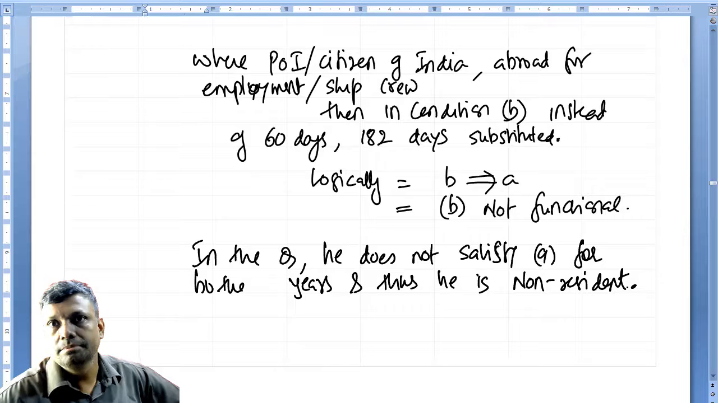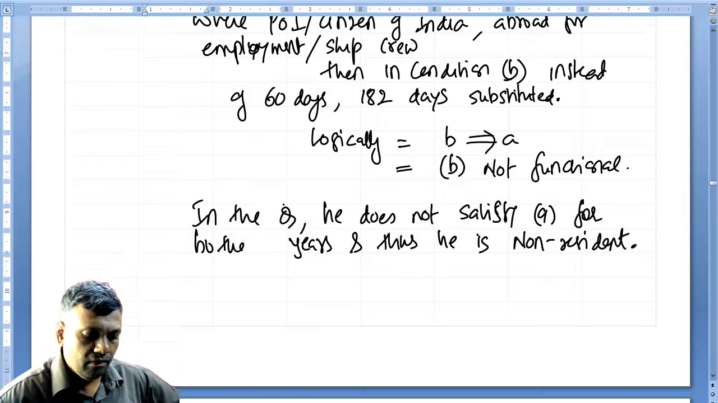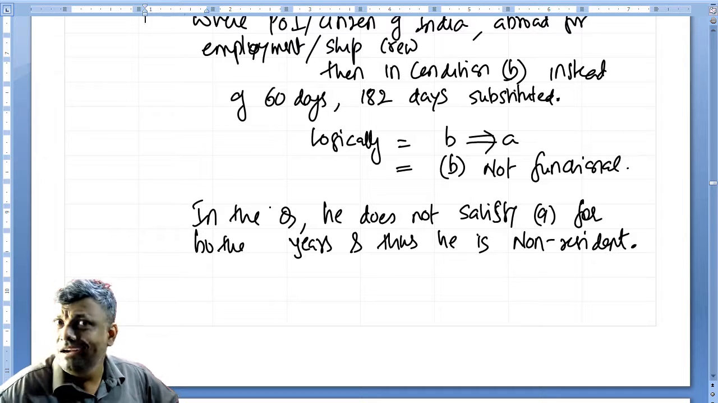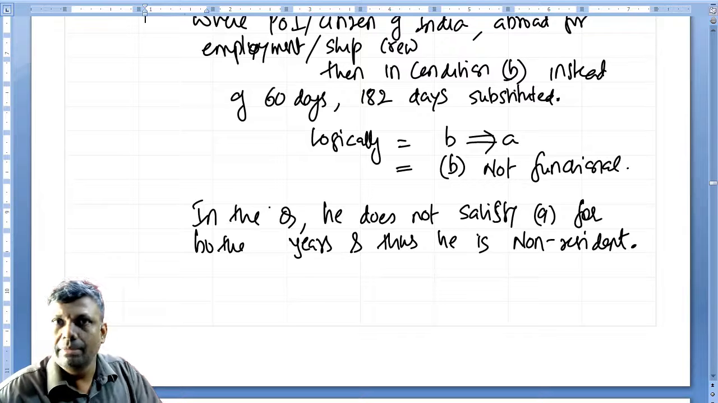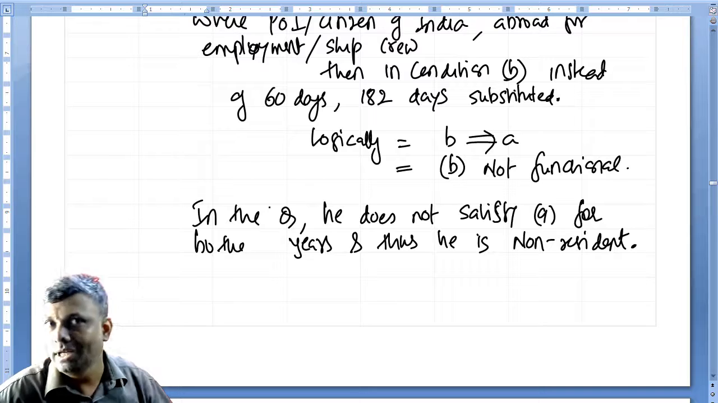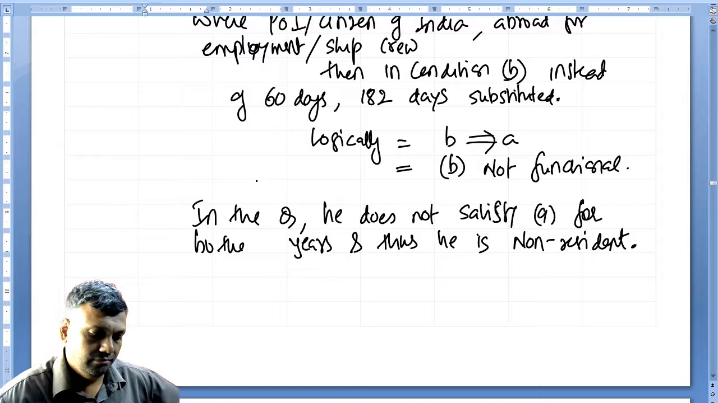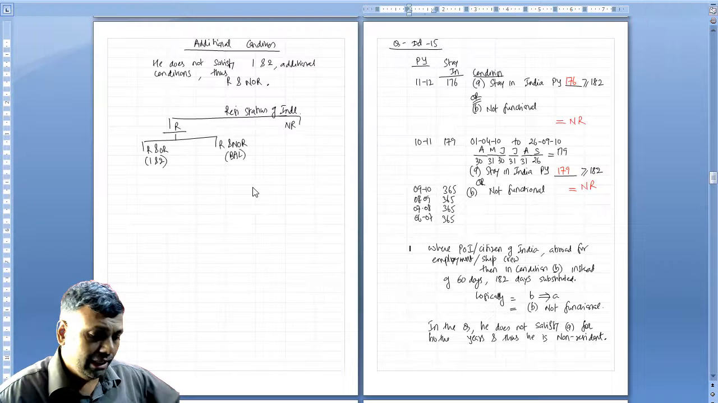Come on, friends, update your answer. In the given case, it's not that condition B is not applicable. Even if you apply condition B, the answer will be the same, and that's the reason it is called not functional. So have a final look at your answer. How does it look? Come on, check it out.